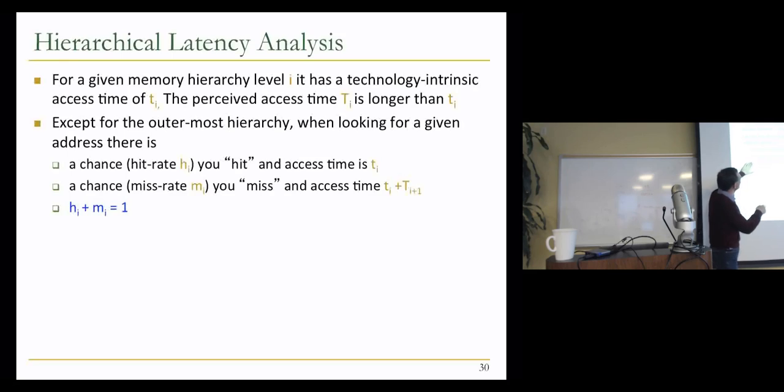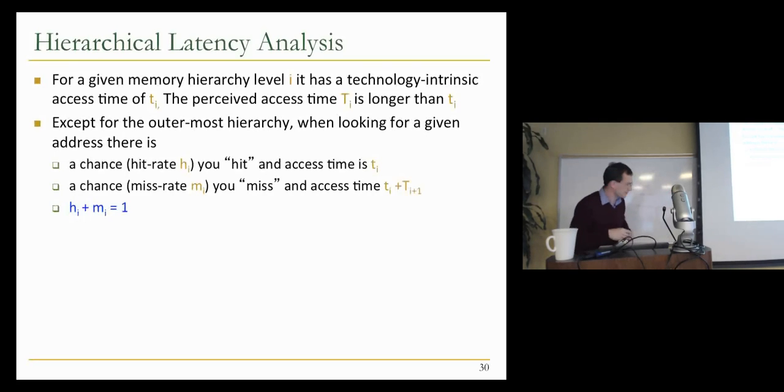And there's a chance that the access misses in the cache. Let's say the probability of that is the miss rate, mi. And the access time in that case is the access time to determine whether it's a cache hit or a cache miss, which is the intrinsic latency that I mentioned earlier, 2 cycles, and the next level's access time. Next level's ti plus 1. Does that make sense? You'll basically do the hierarchical analysis for the next level too.